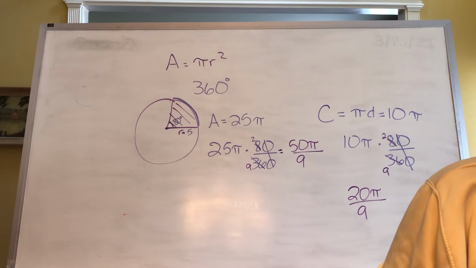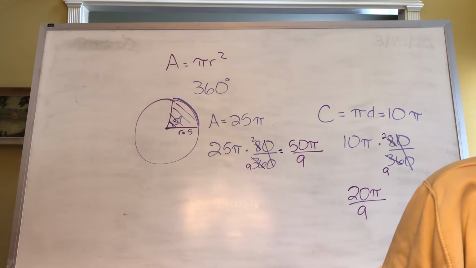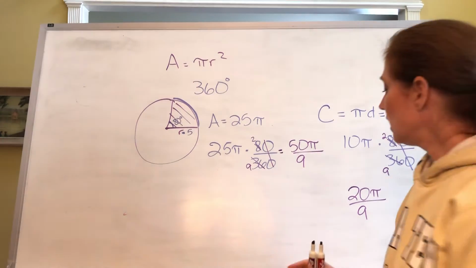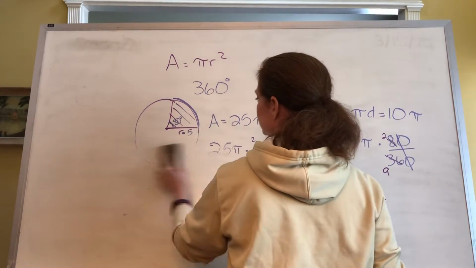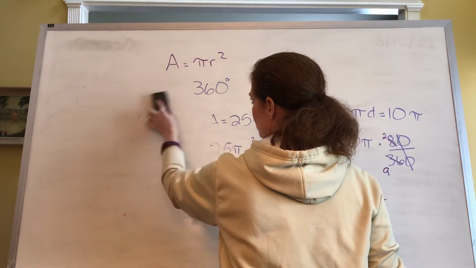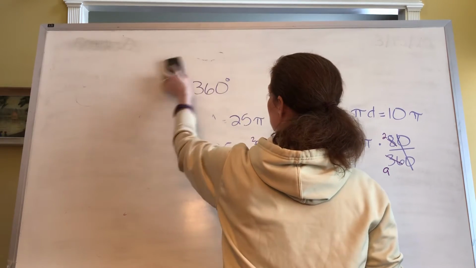105 is surface area of right solids and surface area of a sphere.